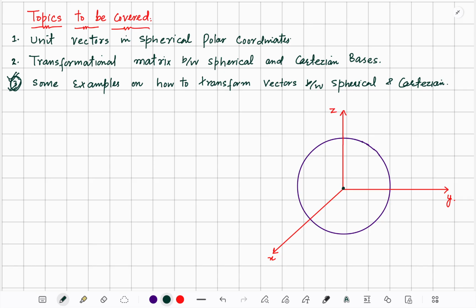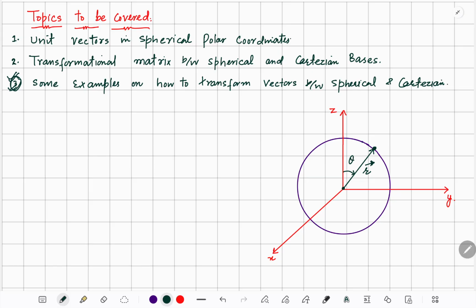So these x-axis, y-axis, z-axis are conventional Cartesian coordinate axes, and I have a sphere, and let there be a point on the sphere and its position vector from the origin. This origin is common to both coordinate systems. Let's say this is the r position vector of the particle on the surface of the sphere. How much angle this r makes with the z-axis, that's theta.